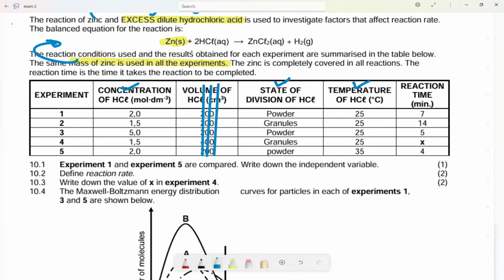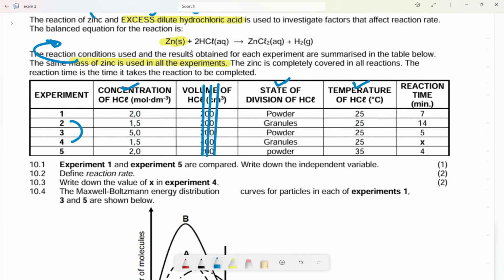But can I compare experiment 1 and experiment 3? Let's see. The concentration is not the same, but the powder is the same. The temperature is the same. So I can compare this. This is a fair comparison, because there is only one independent factor, which is concentration. Remember, an independent factor is a factor that is changed.